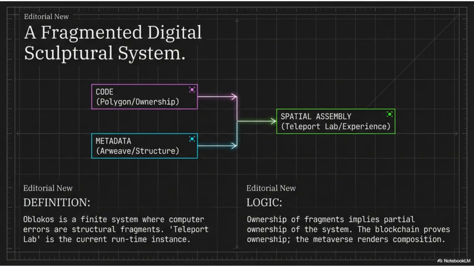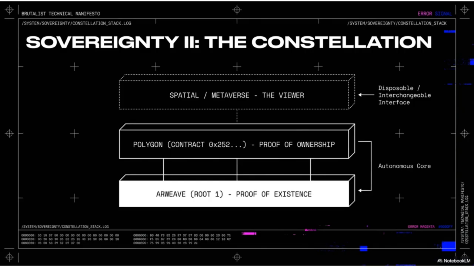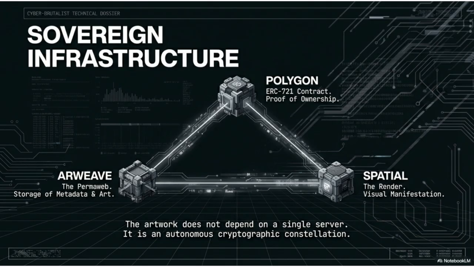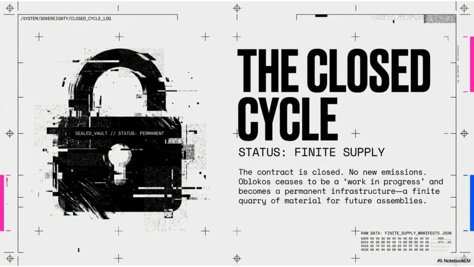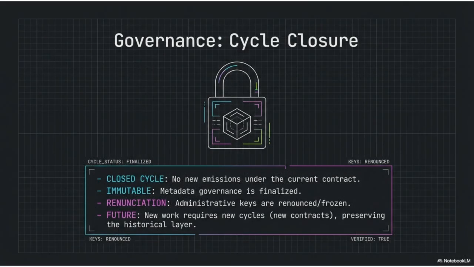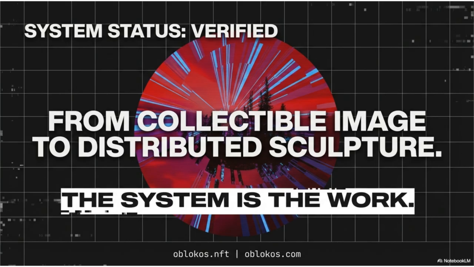But for a system like this to be truly independent, it needs its own permanent foundation, right? I mean, how does an artwork survive without relying on a single company or a centralized server? This brings us to its sovereign infrastructure. The project uses a technology called Arweave. Now, the easiest way to think about it is like a permanent, decentralized hard drive for the internet. That's why it's often called the permaweb. By storing all the artwork's data here, it's completely freed from any single platform. It ensures the art can exist immutably forever.